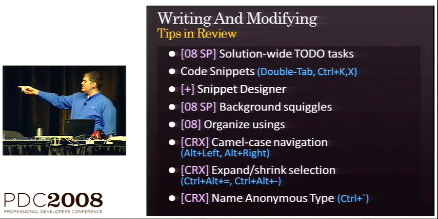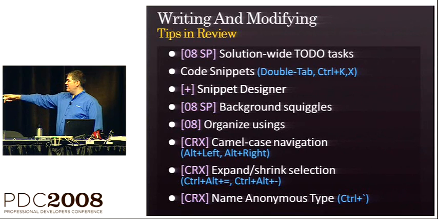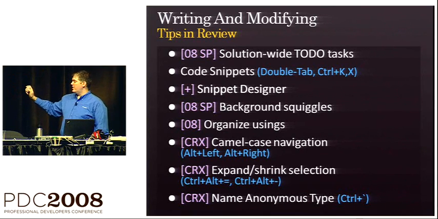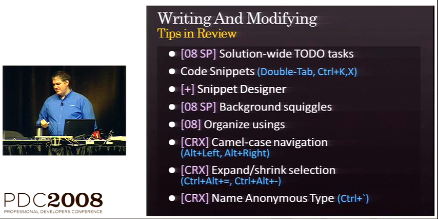Expand and shrink selection we showed. That was Control Alt equals, Control Alt minus, and I used Control backtick a couple of times for refactorings, like name anonymous type. But those are part of the CodeRush Express tool, and like I said, that's a free download.